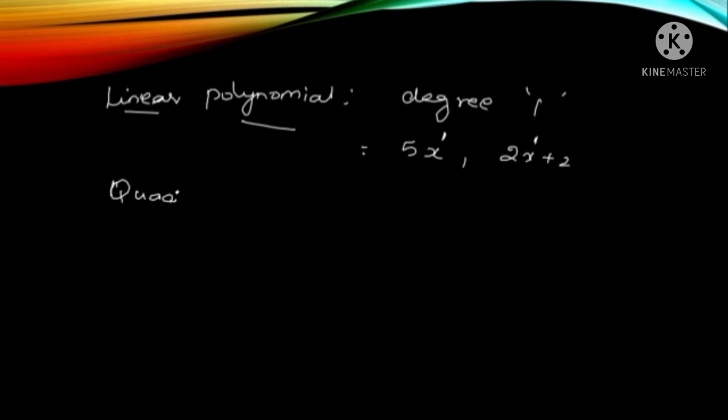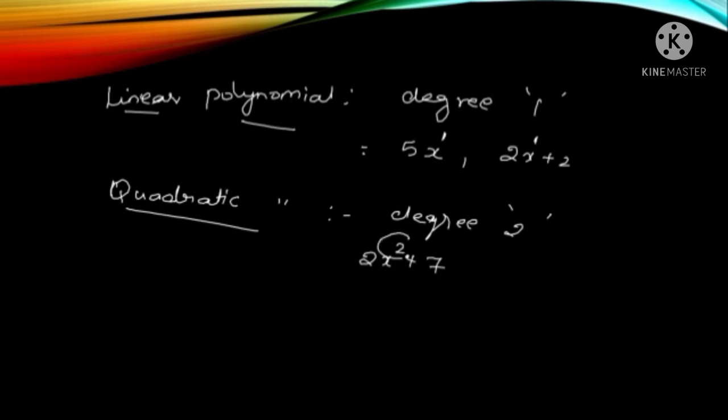We are going to discuss quadratic polynomials. So what is a quadratic polynomial? For a quadratic polynomial, the degree will be 2. For example, consider 2x^2 plus 7.